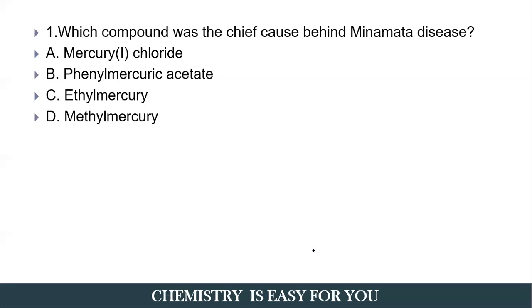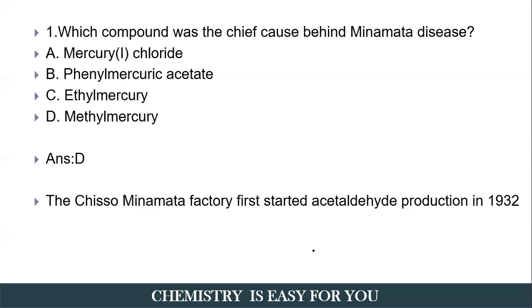The first question here is, which compound was the chief cause behind Minamata disease? Is it mercury 1 chloride, phenyl mercuric acetate, ethyl mercury, or methyl mercury? The answer here is option D, methyl mercury. And why the name Minamata disease? This originated from the factory named Chiso Minamata factory, which first started with acetaldehyde production in 1932.